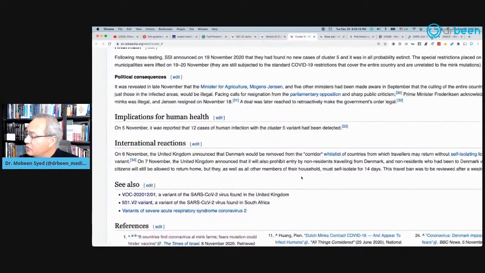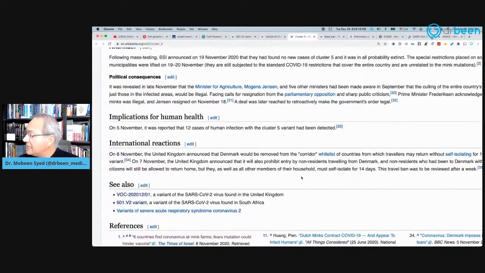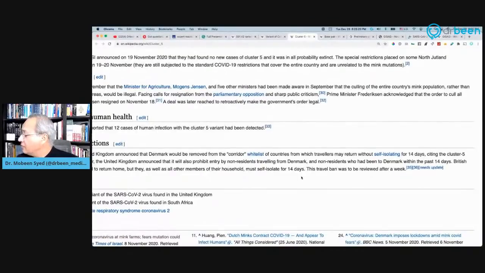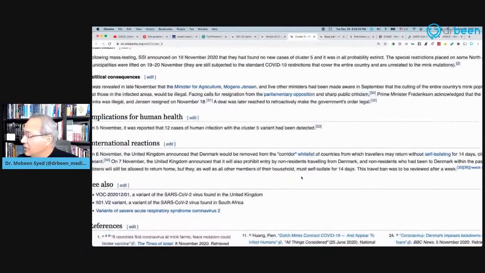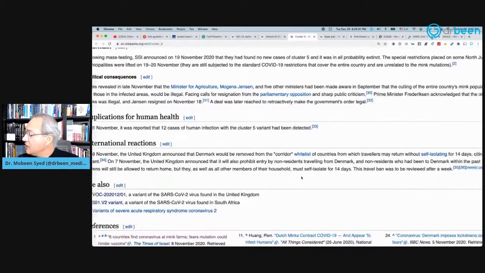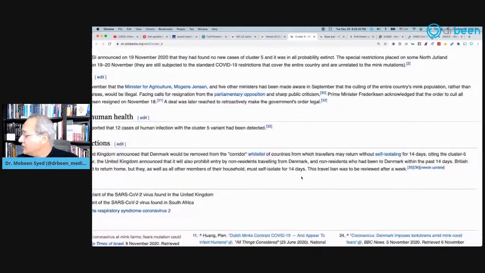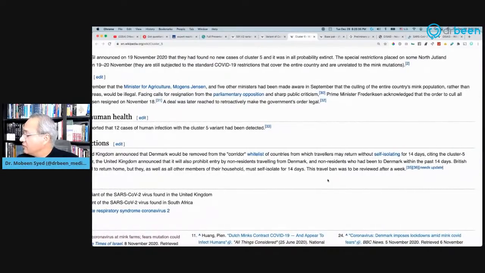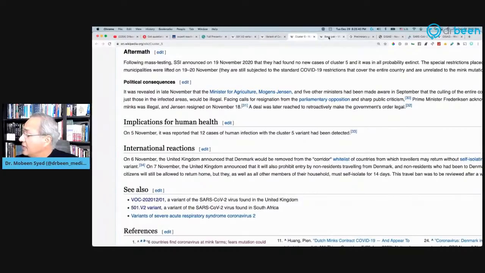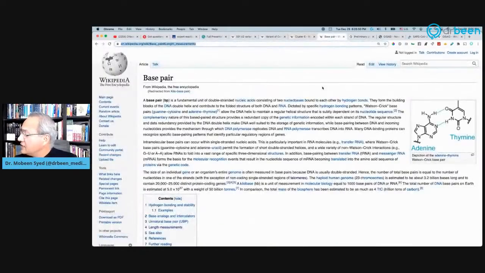On 7 November, the UK announced that it will also prohibit entry by non-resident travelers from Denmark and non-residents who had been to Denmark within the past 14 days. British citizens will still be allowed to return home, but they, as well as other members of their household, must self-isolate for 14 days. This travel ban was to be reviewed after a week. So it was interesting for me that the UK banned it. Not a bad thing, but at the same time, the UK is now going through a similar issue, a rather more intense variation.